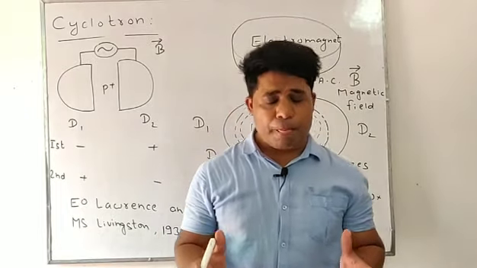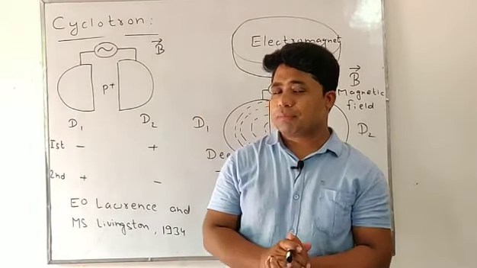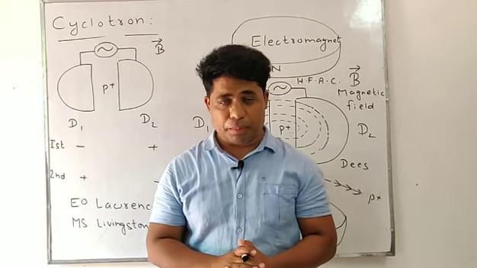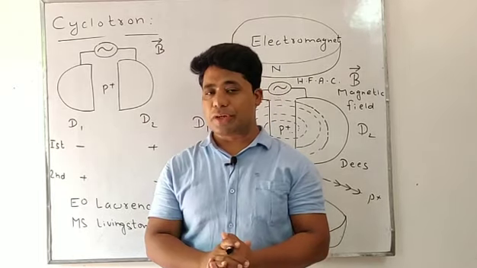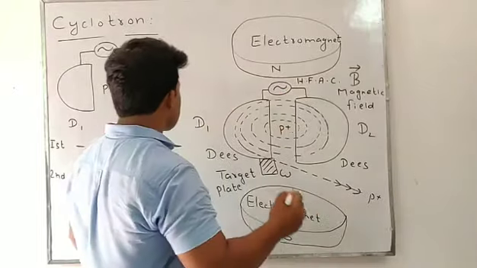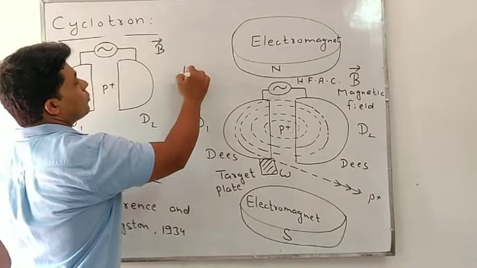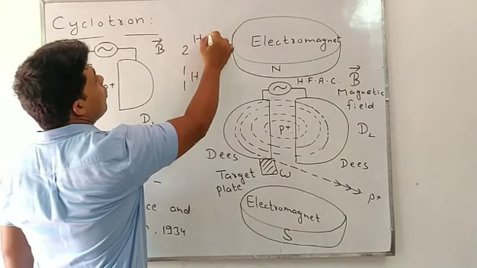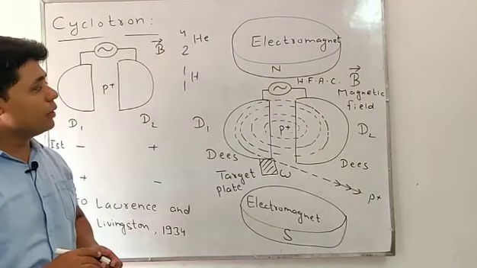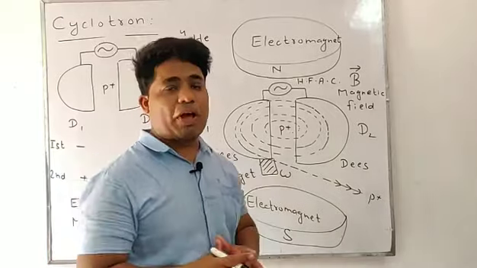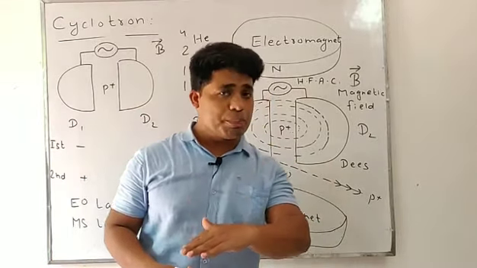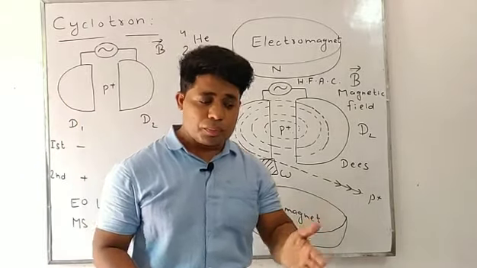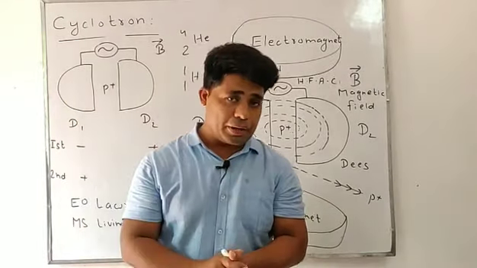What is a cyclotron? A cyclotron is a device that is used to accelerate only positively charged particles from lower to higher energy. For example, 1H1, the proton, and 2He4, that is called the alpha particle. With the help of a cyclotron we can accelerate only positively charged particles like protons, alpha particles, sometimes neutrons, from lower energy to high energy.